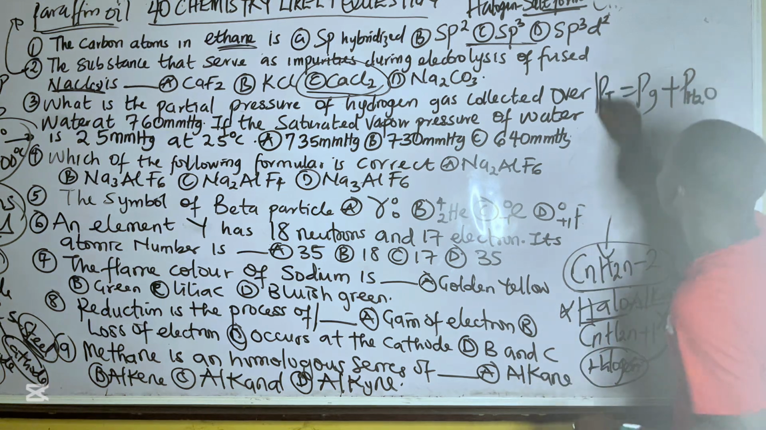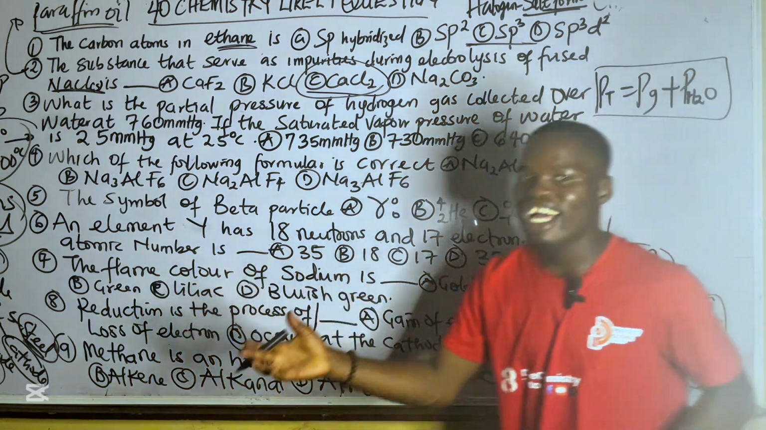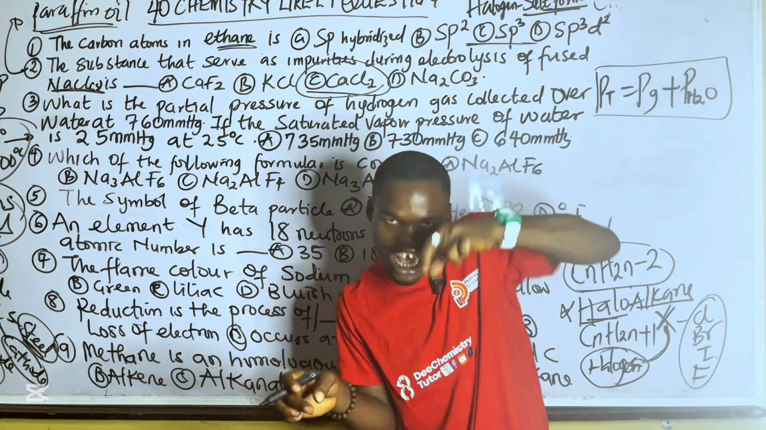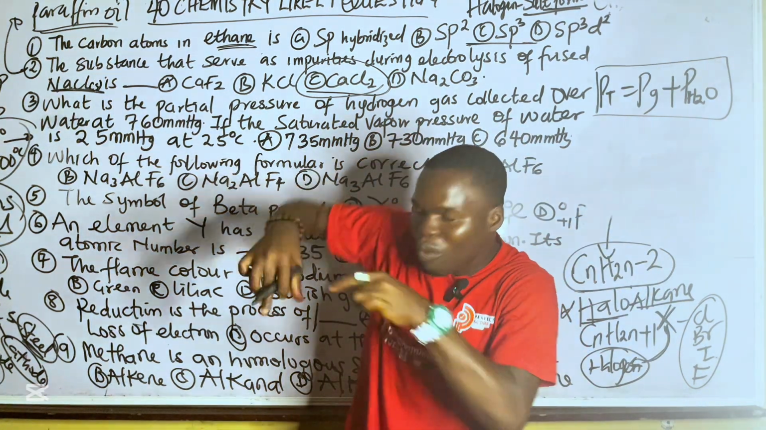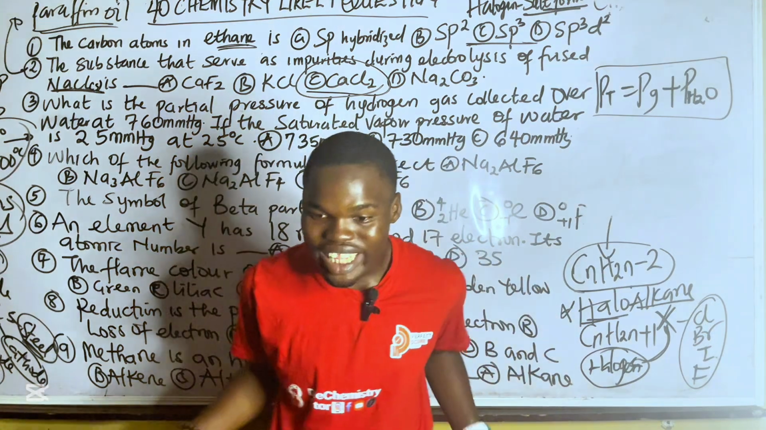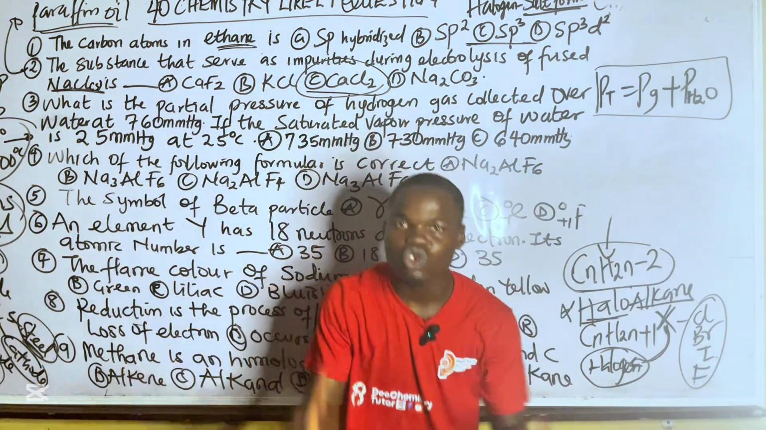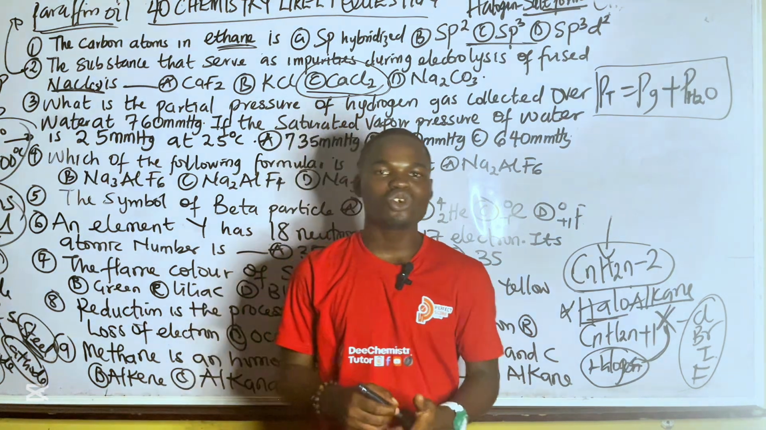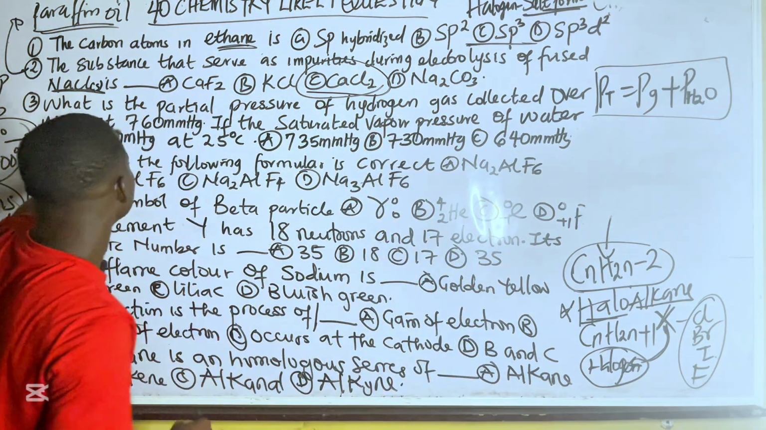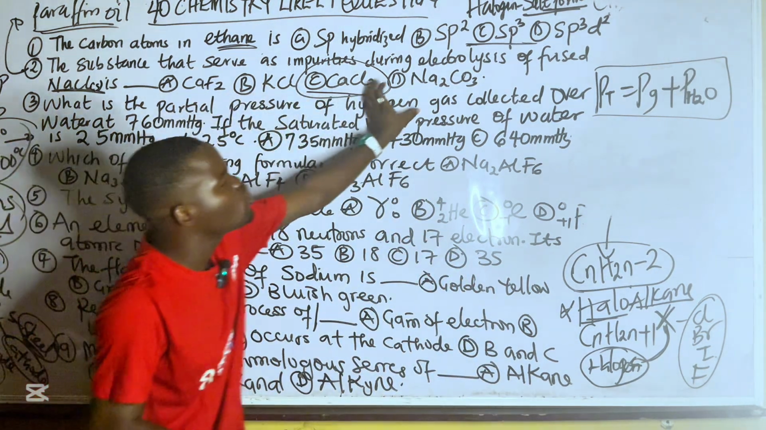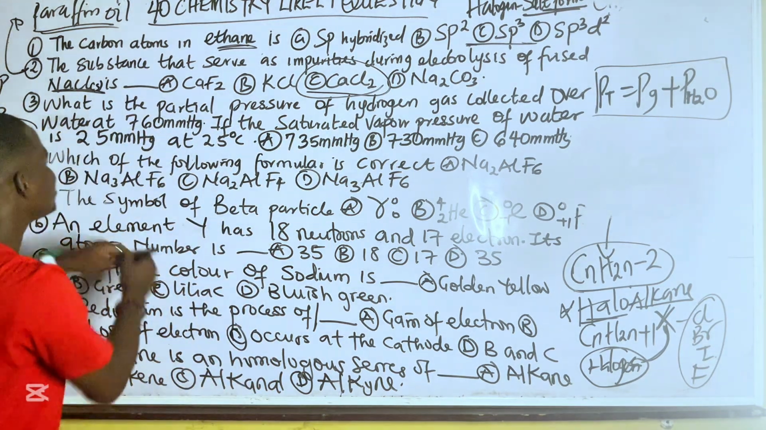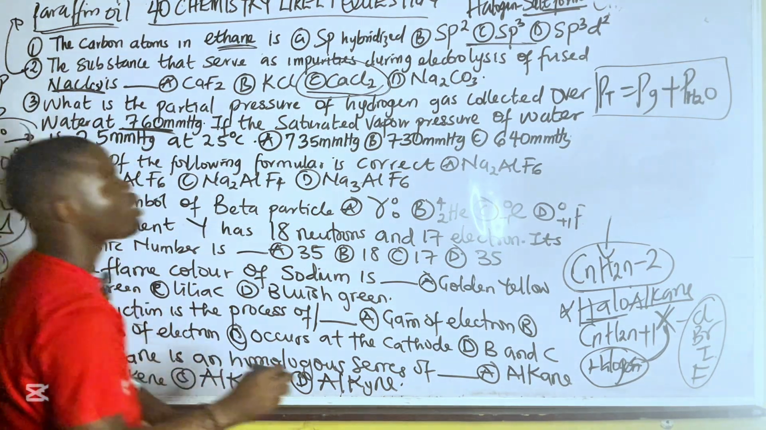Because you collect something over water, the total you are going to get is the pressure of the gas plus the pressure of the water. So they will not ask you, what is the partial pressure of the hydrogen alone, collected over water at, because this 760 is the total pressure.